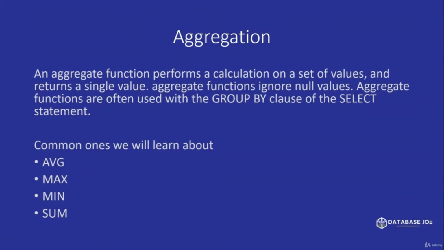We are now going to learn about some of the common SQL Server aggregate functions. An aggregate function performs a calculation on a set of values and returns a single value. Aggregate functions ignore null values and are often used with the group by clause of the select statement. The ones that we'll be looking at are AVG for average, max gets the maximum value of a column, min gets the minimum value of a column, and sum, which adds all the values together in a column.